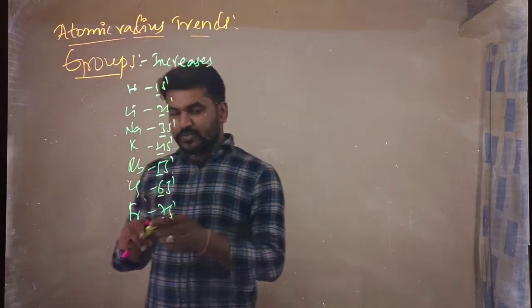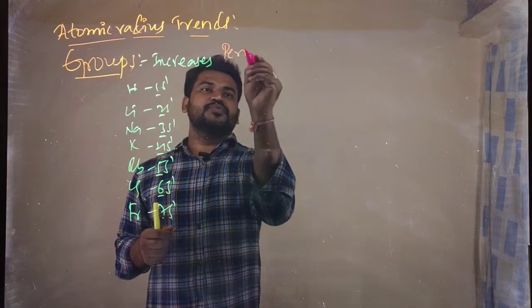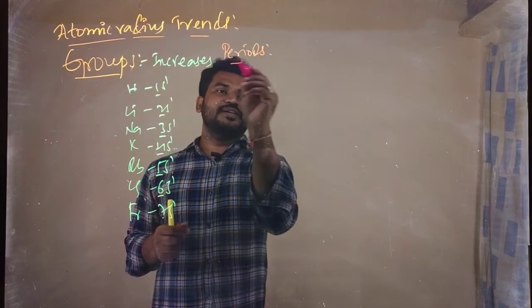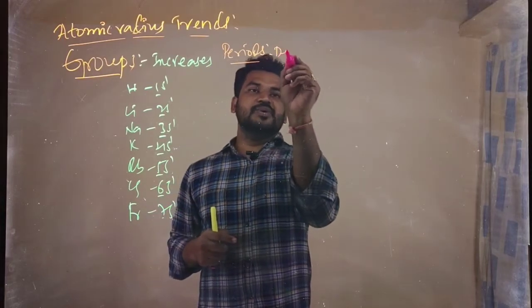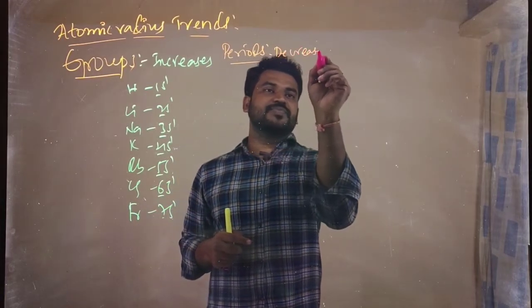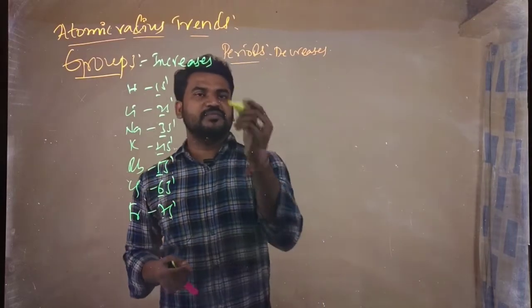Right? Then what about in periods? What about in a period? If you go from left to right in a period, the atomic radius decreases. Atomic radius decreases. Why is it decreasing? Let us see, in one minute here.